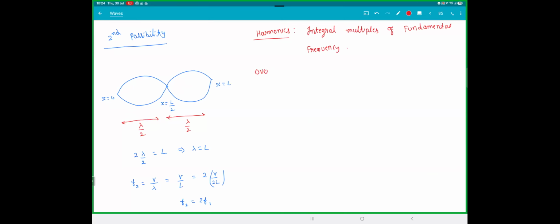We also define something called overtones. So these are more technical terms. What is an overtone? These are the frequencies after the fundamental. Whatever frequency you hear after the fundamental are called overtones. You will see the use of this later on.